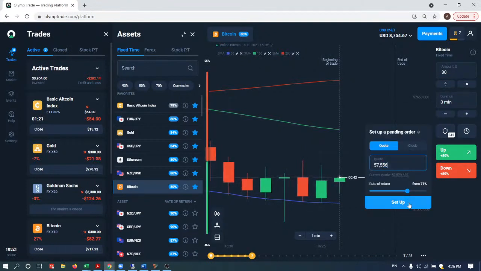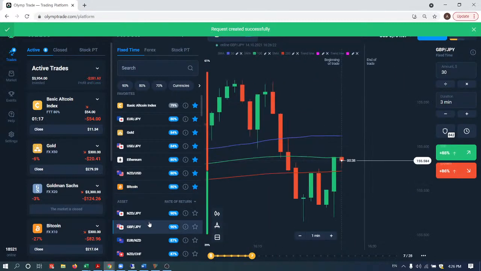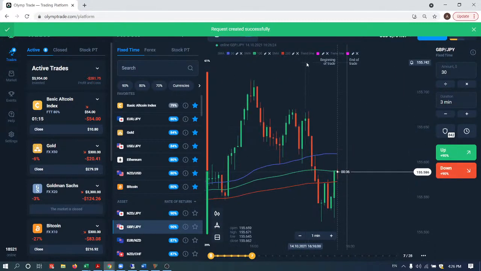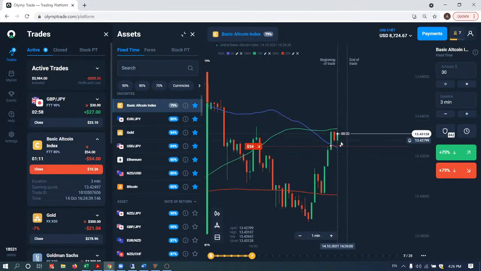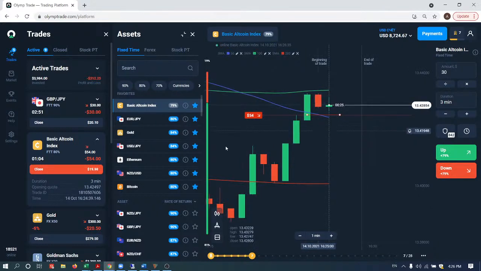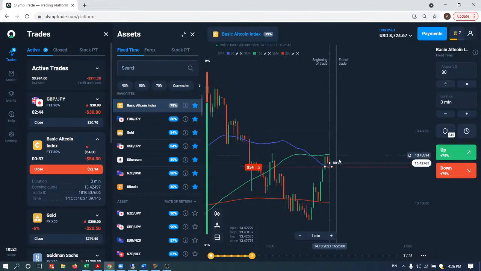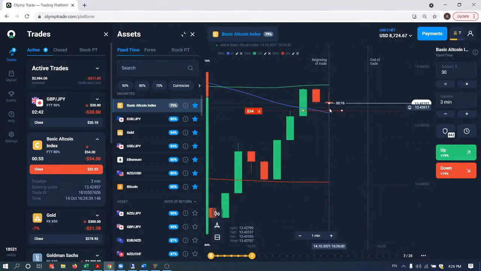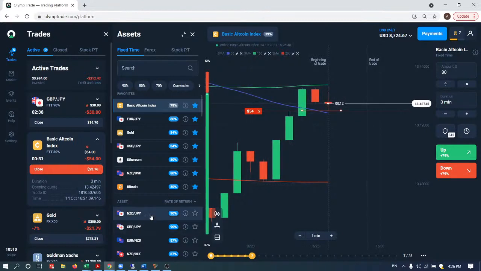So let's do one more trade on Bitcoin. And what is that? So that's GBP JPY trade downwards. And basic altcoin index. Okay, 50 seconds to go on this one.